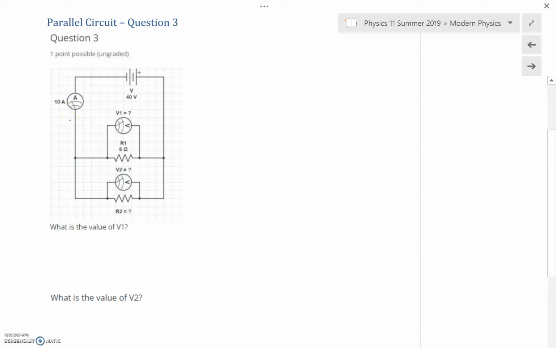Now, with our knowledge of parallel circuits, we know that the voltage drop has to be the same across each of the paths. Therefore, the voltage at V1 would be the same as the voltage at the battery. So therefore, it's 40 volts. That's the same for V2. Both those answers would be 40 volts.